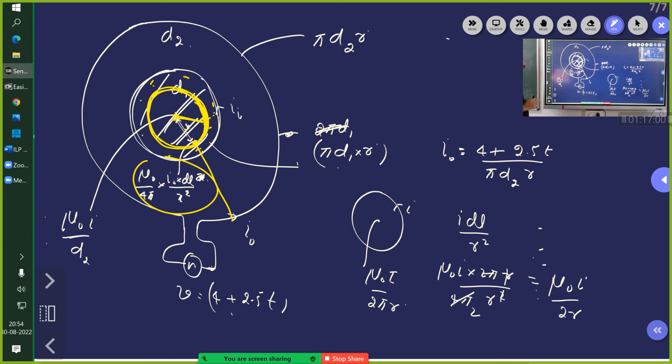So you have to do it by that method and get the total flux due to I naught. And now if I naught itself is time varying, then you have to differentiate it. That's the way to handle this problem. Okay? Yes, sir. So you take down the data and try this problem.